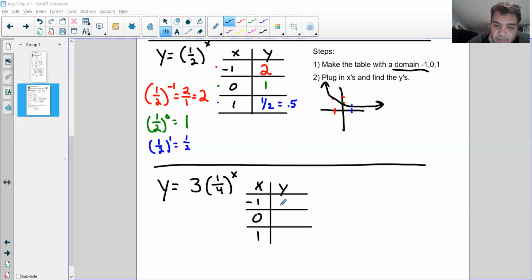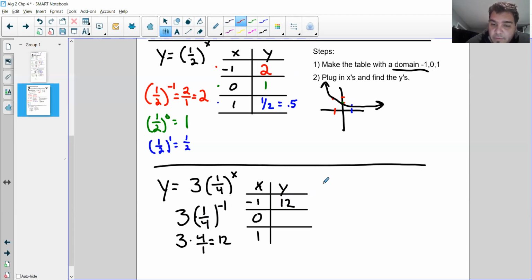And actually, let me just go out and write it for you guys, just in case you didn't really understand what happened. 1 over 4 to the negative 1 power would become 3 times 4 over 1, which is 4 over 1, which is just 4. 3 times 4 is 12.